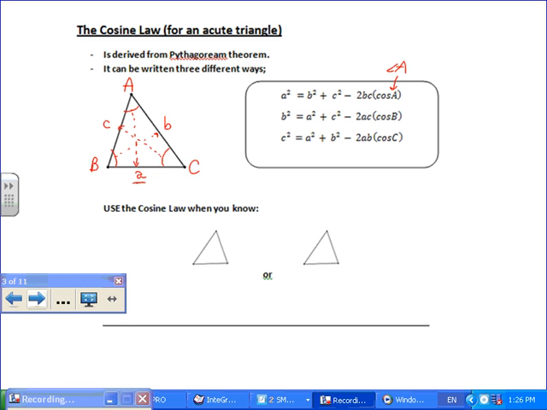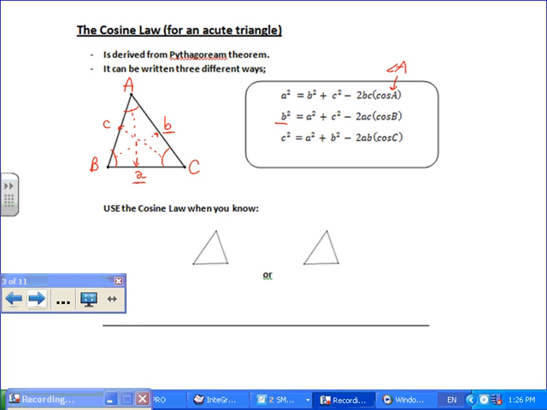This same law can be used for either of the other two side lengths. For example, side length B can be solved by using B squared is equal to the other two side lengths squared minus 2 times the product of those side lengths times the cos of the angle opposite to it, so the cos of angle B. And again, the same thing can be written for the other side length C. So when do we use the cosine law?